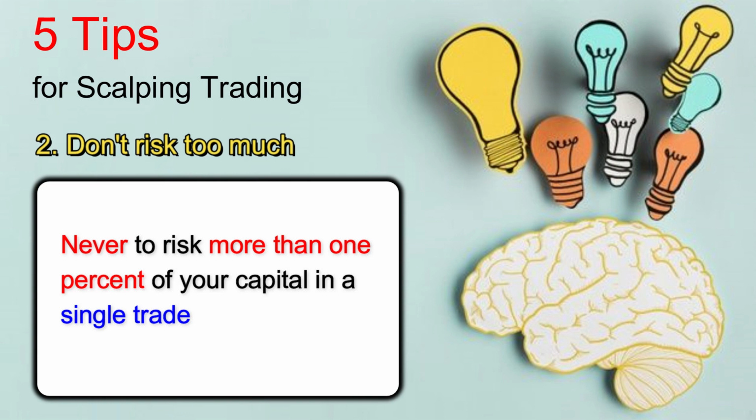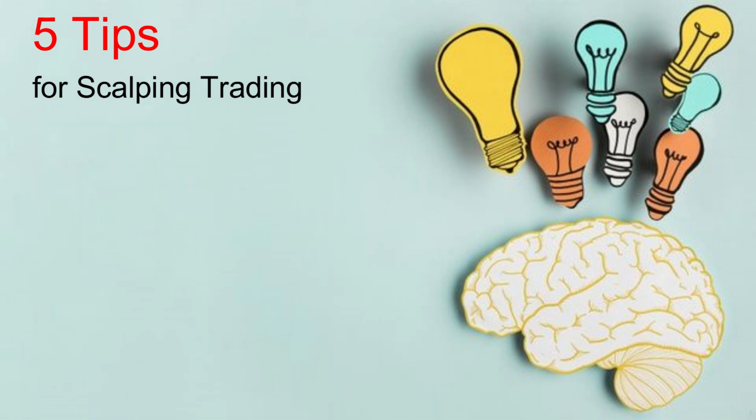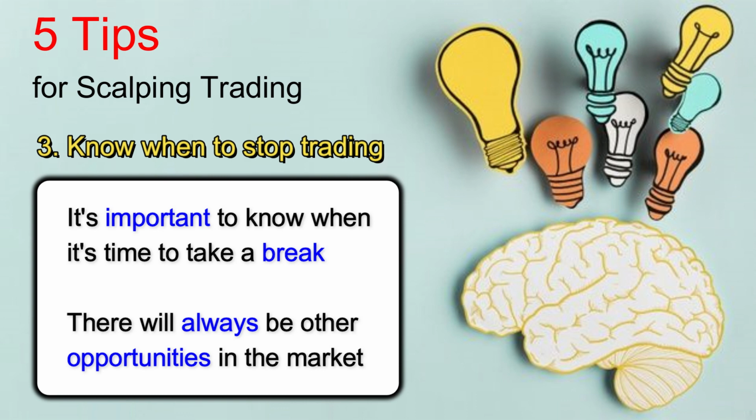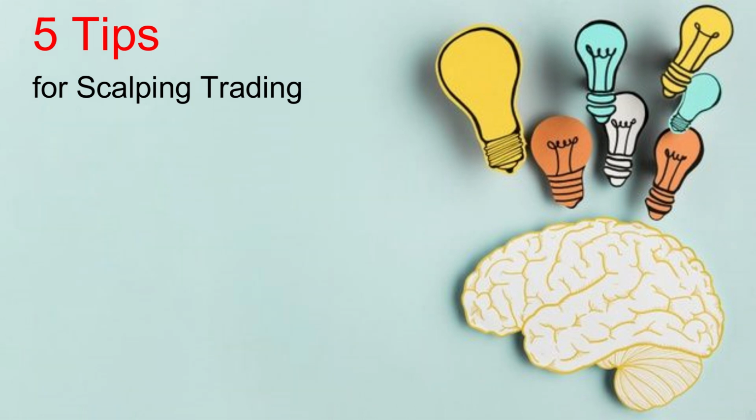The second tip is, don't risk too much capital. My advice is never to risk more than 1% of your capital in a single trade. The third tip is know when to stop trading. Because trading can unconsciously consume a lot of time. The longer you trade, the more exhausted and unfocused you'll become. So it's important to know when it's time to take a break. You don't have to worry about missing entry signals, because there will always be other opportunities in the market.